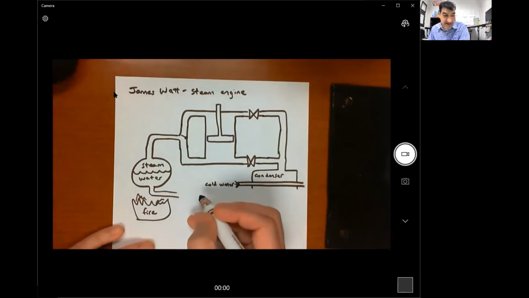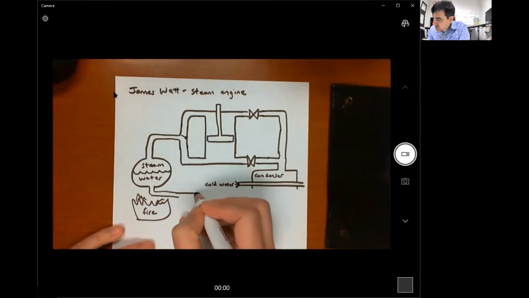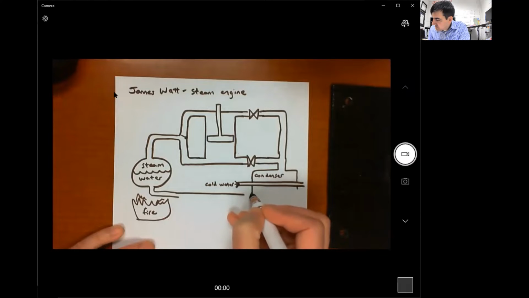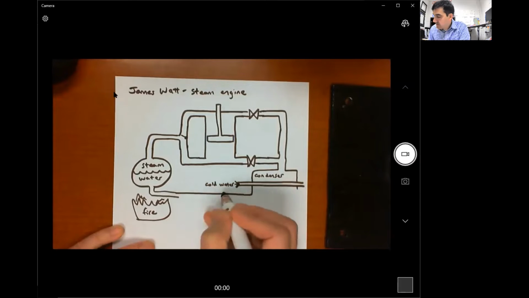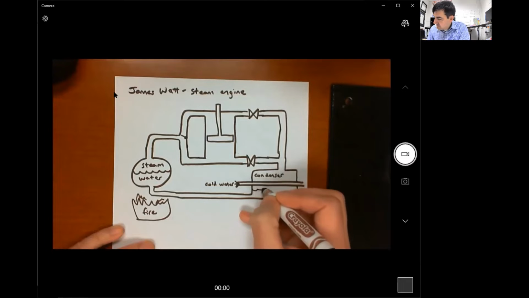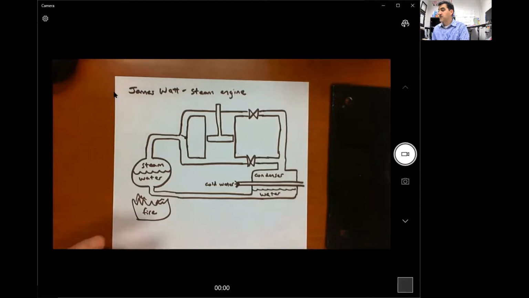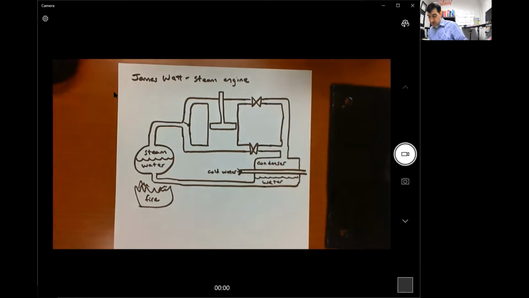And then again, like I said before, with the Newcomen engine, they'd probably reuse this. So they might directly connect this over here, and there might have to be a pump over here. I'm just not drawing that for simplicity's sake right now, but basically they could reuse this water down here.